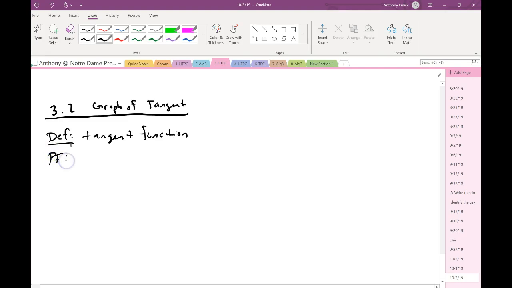So let's do a little info dump here. The parent function for the set of all tangent functions is just y equals tan x. Now, you might remember that tangent can be undefined. So the domain is the x's that are not equal to n times pi over 2, where n is an odd integer.